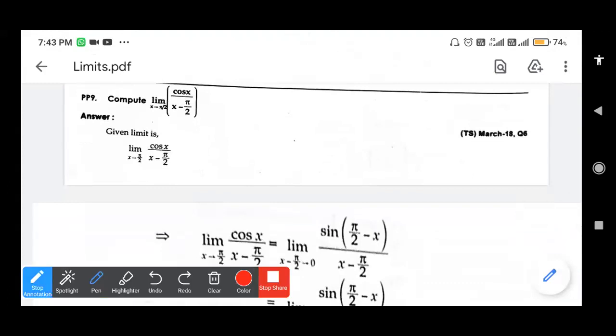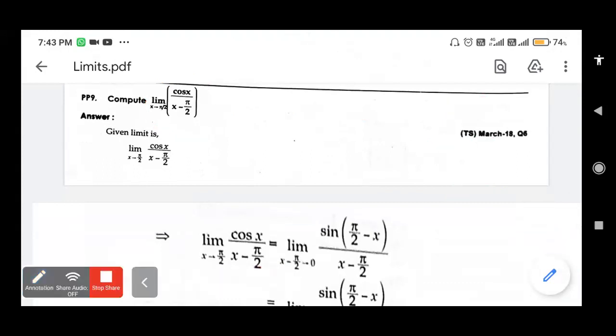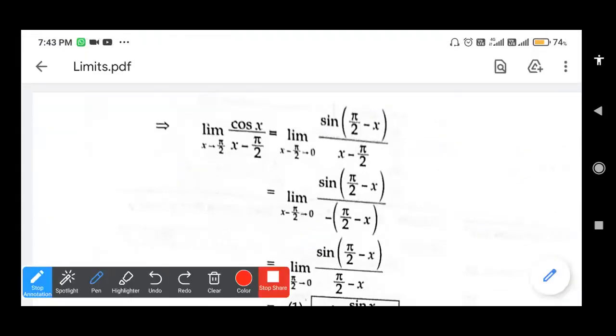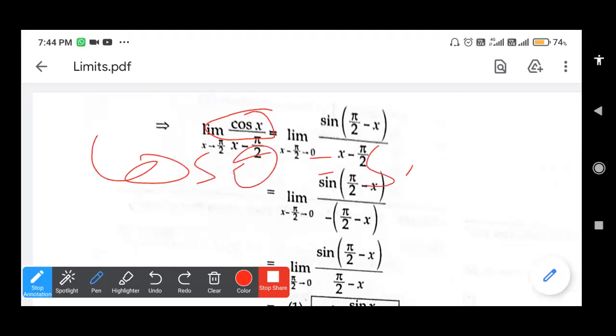Next question. The question is limit x tends to pi by 2 of cos x. Limit x tends to what? Pi by 2. Okay. Then cos x can be written as cos theta is nothing but sine (90 minus theta). Cos theta is nothing but sine (90 minus theta).